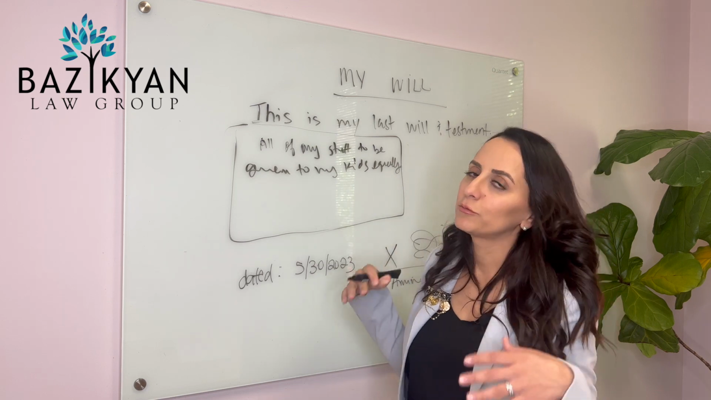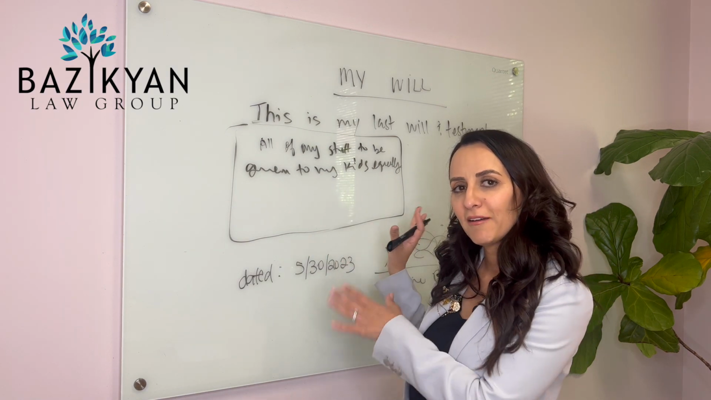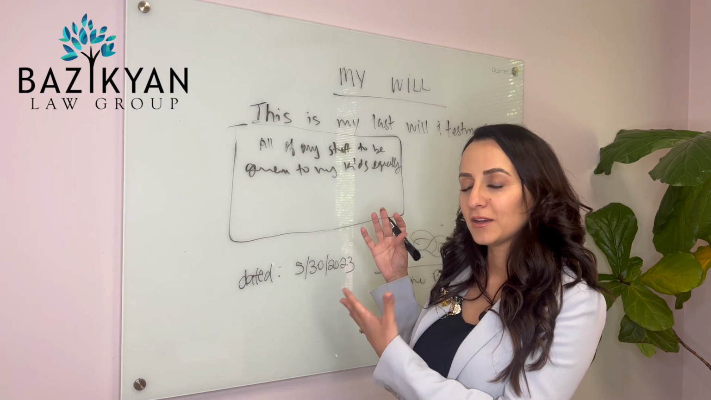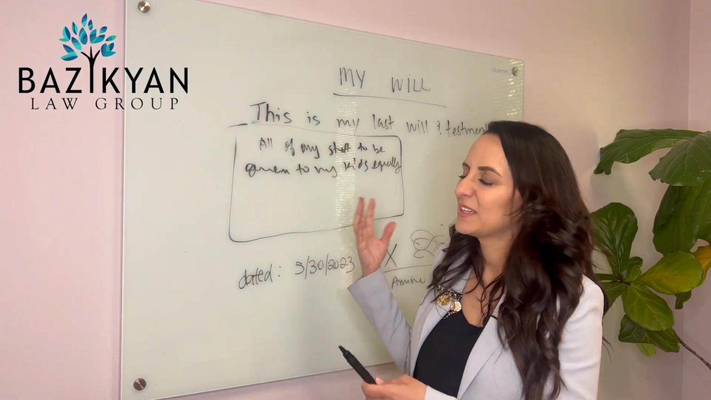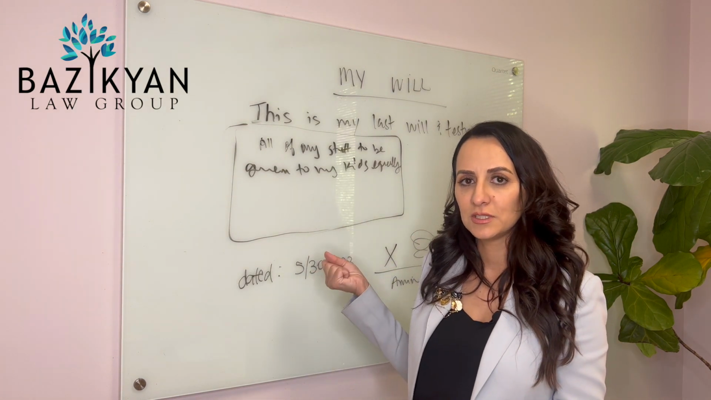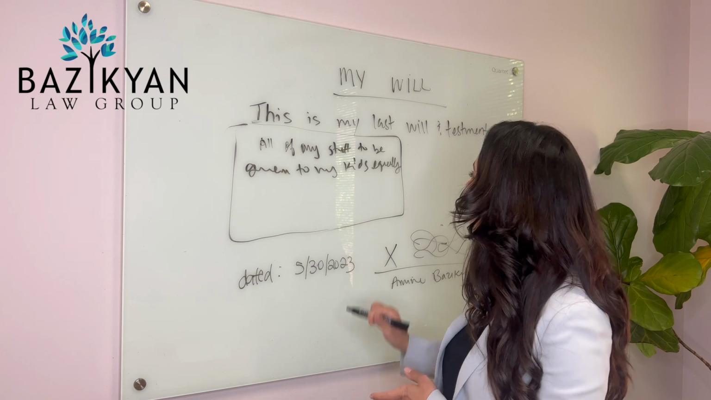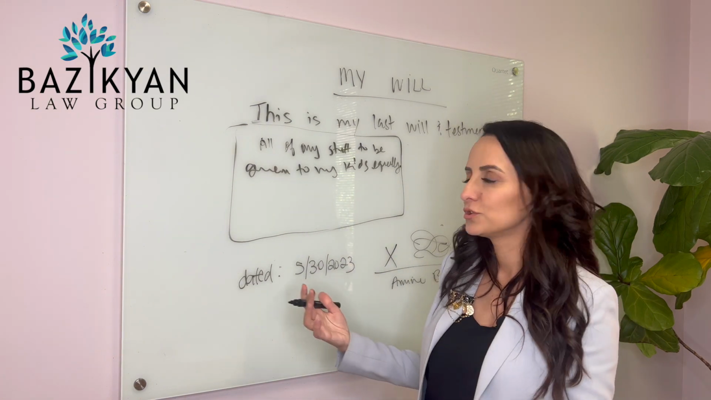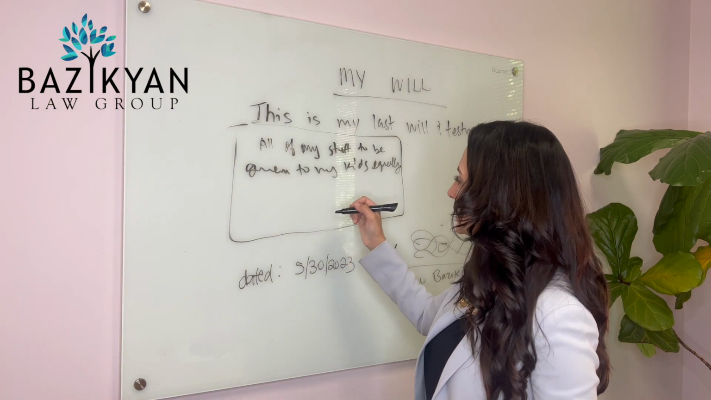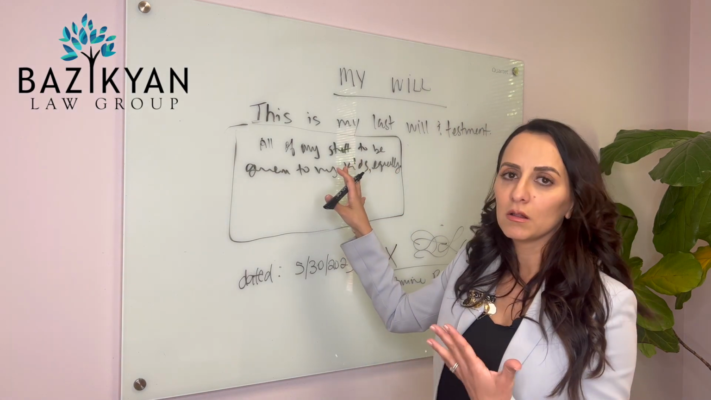Also try to have good penmanship, because this is going to be read in court. So you want to make sure that the judge can actually read your handwriting. Don't be messy like me, because then it's going to just create confusion and ambiguity. So all of my stuff goes to my kids equally. That's where I want all of my things to go.